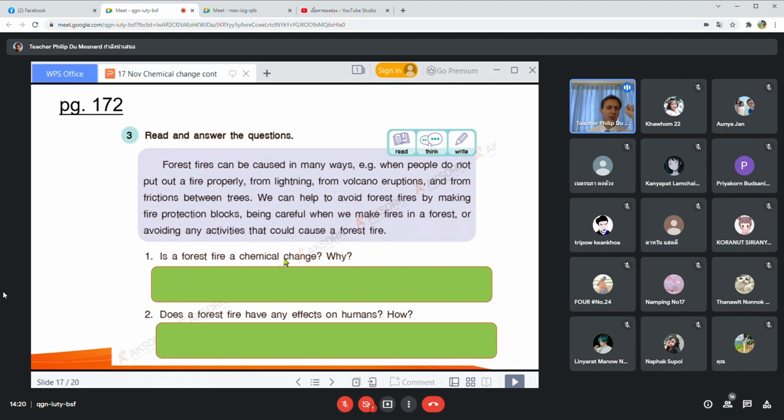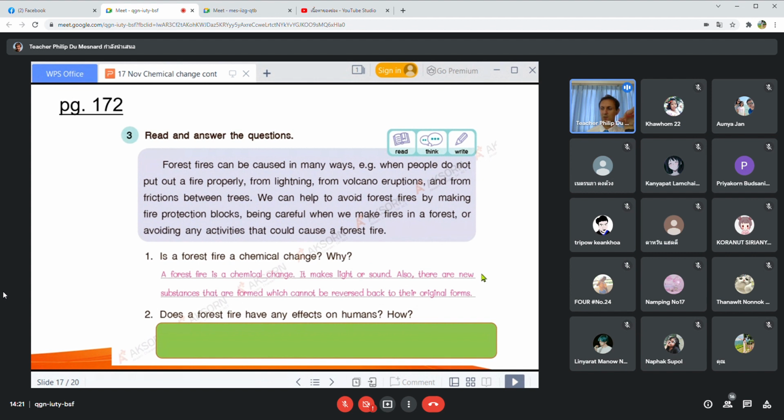Okay, is a forest fire a chemical change? Class, what do you think? So is a fire a chemical change? Yes or no? Please look at page 167. You'll see the little picture. Is a fire a chemical change? Yes or no? Yes. Very good.